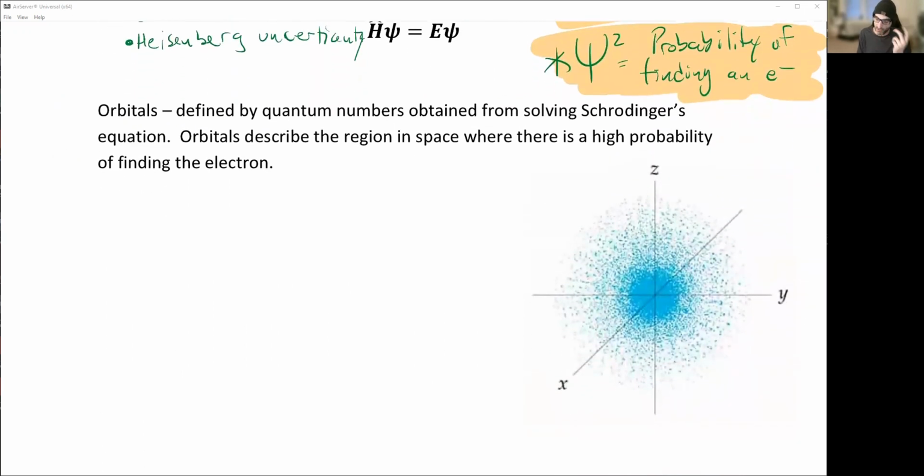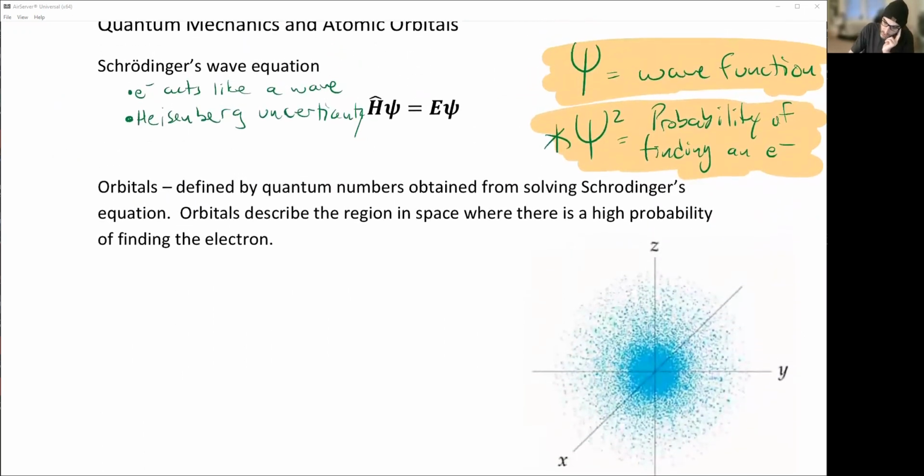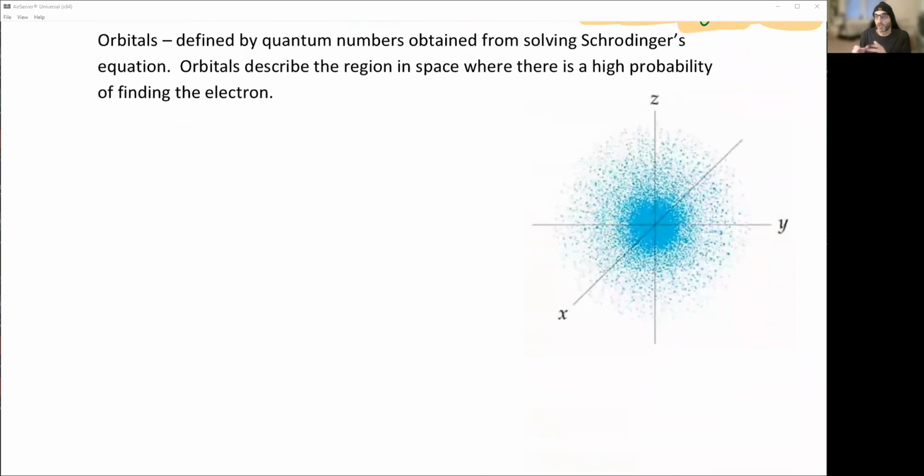So orbitals are defined by quantum numbers. And by the way, the Schrödinger wave equation is solved for a specific set of quantum numbers. So all of these quantum numbers that we're going to look at is the solution for this wave equation using that set of quantum numbers. And we're just going to leave it at that. Again, this is the important part. So an orbital is defined by a set of quantum numbers. These quantum numbers, which we're going to learn, are obtained by solving the Schrodinger equation. So these orbitals describe the region where you have a high probability of finding an electron.